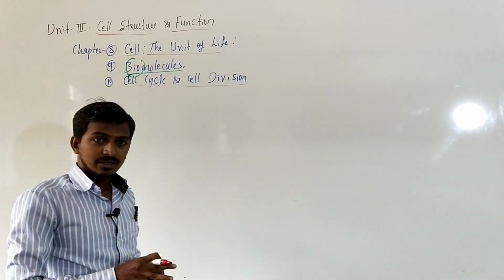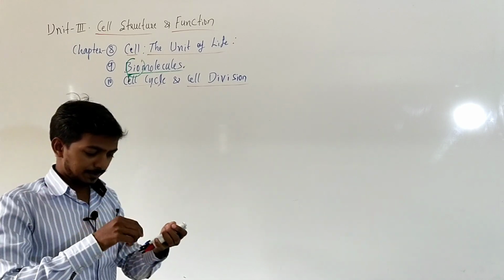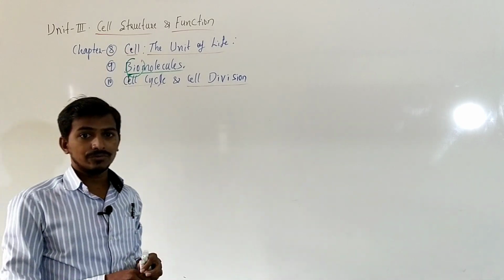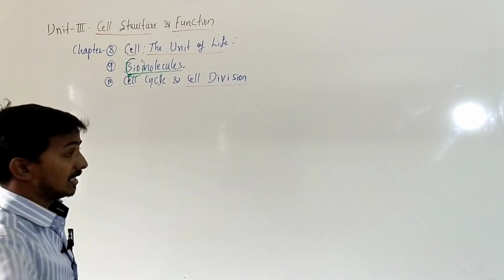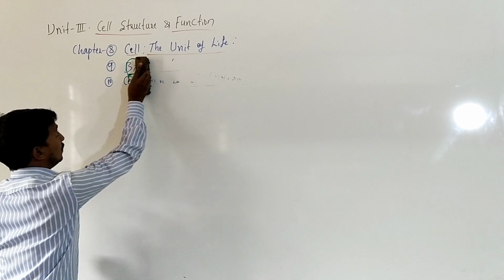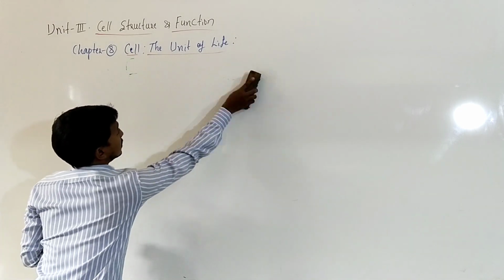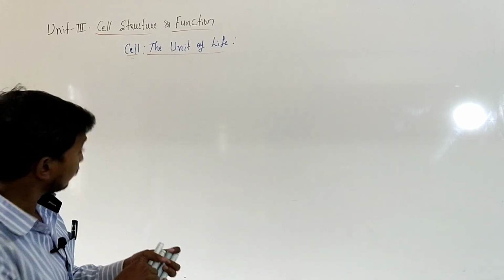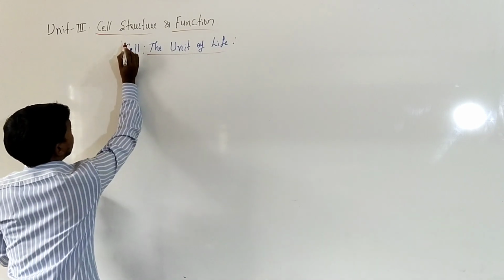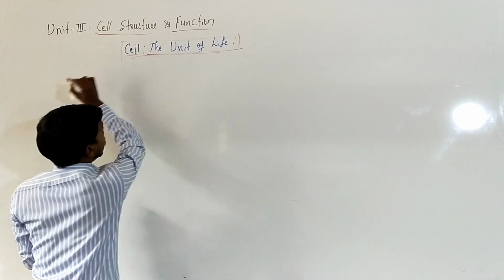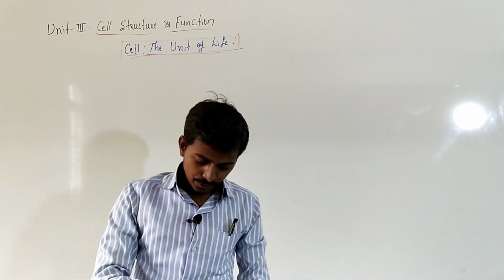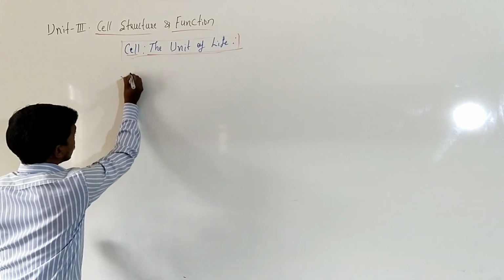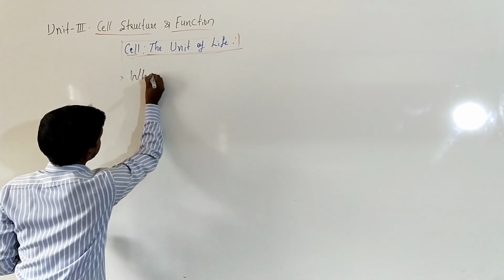First, let us start with our first chapter in this unit, that is chapter number 8, cell, the unit of life. Let us remove the other two chapters for now. We will discuss about the cell, the unit of life. Our main chapter of this unit, cell, the unit of life. Then the main question is, what is cell?